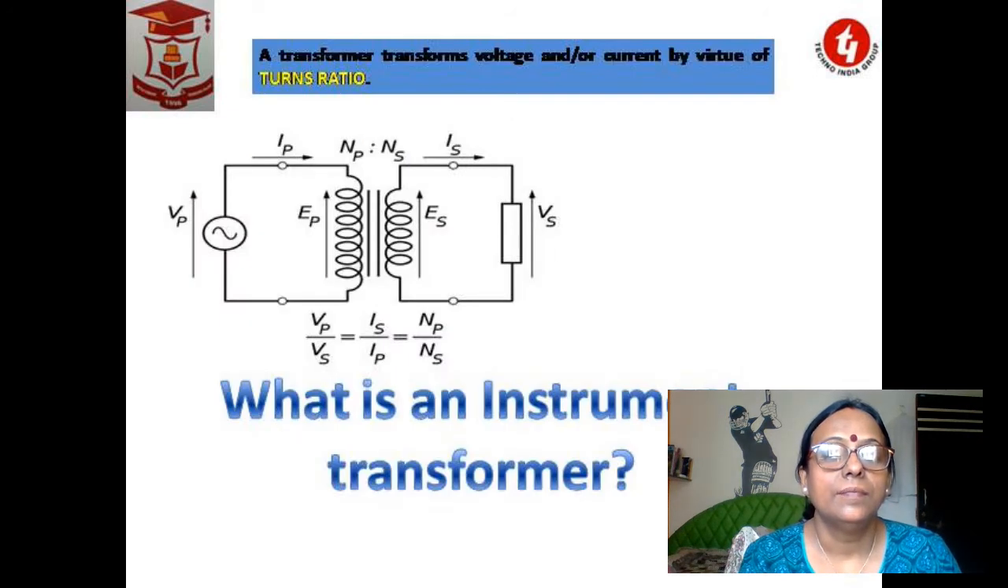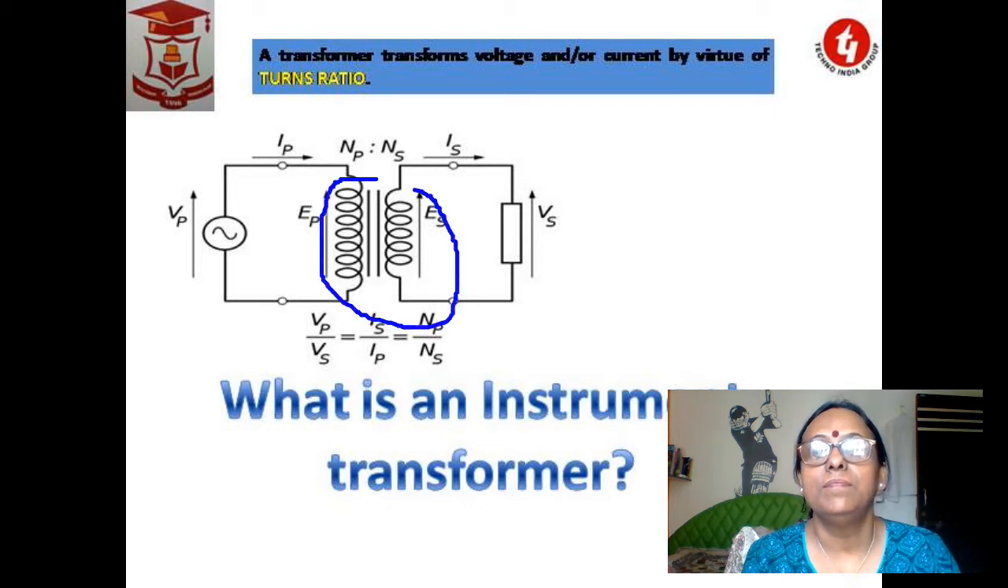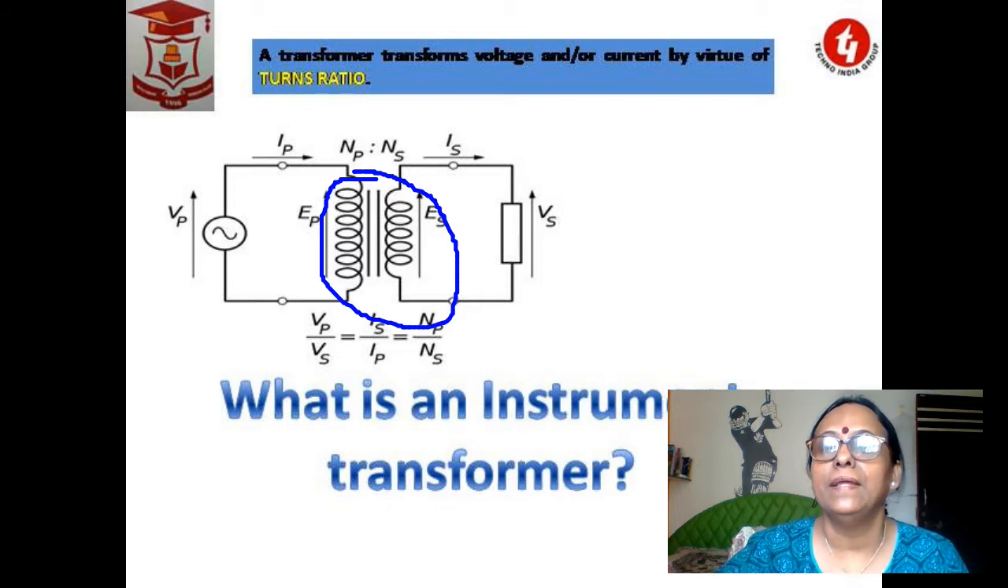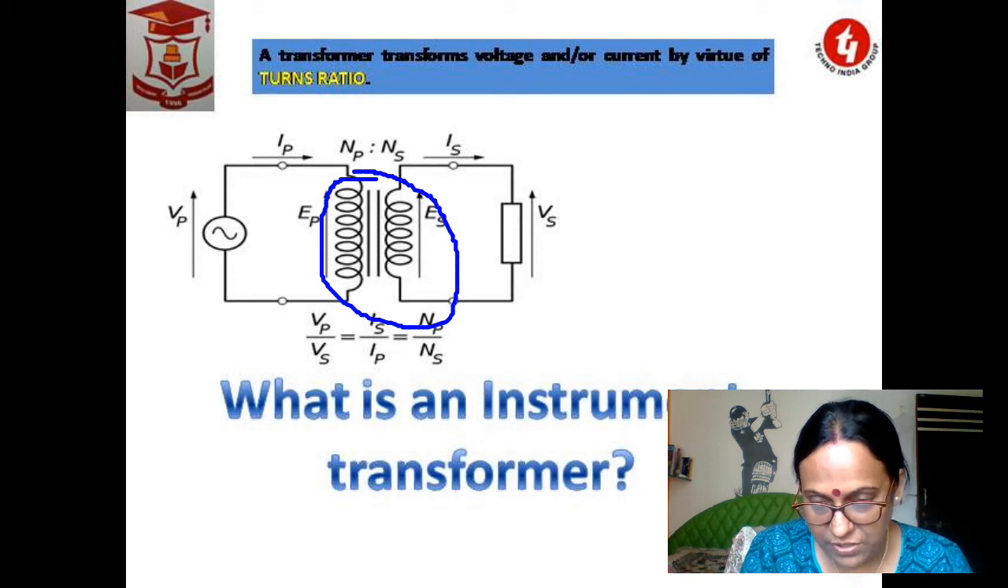Here we can see a simple diagram of transformer, and this one is the symbol of ideal transformer, and primary is connected to the supply and secondary is connected to the load. The same thing in the instrument transformer also, we have primary winding and secondary winding.